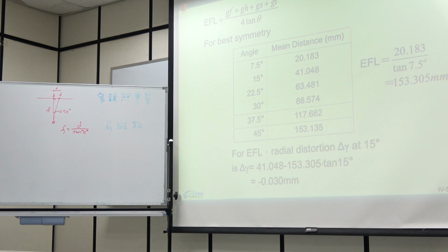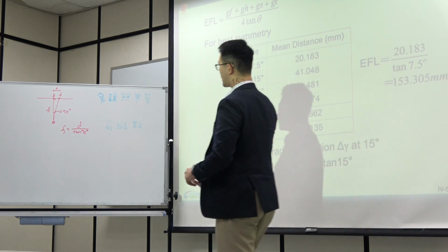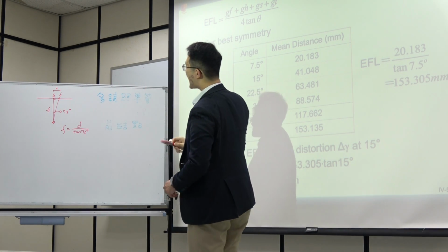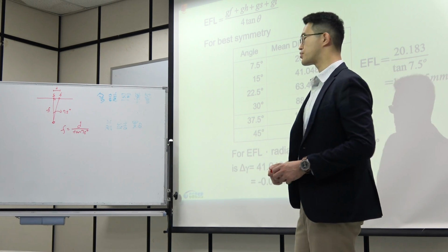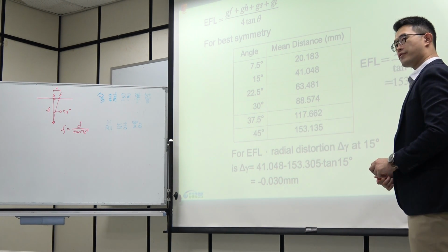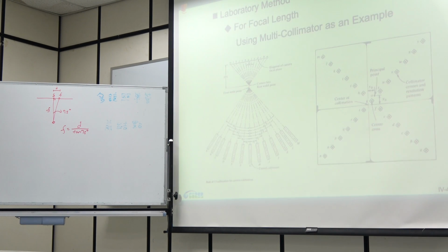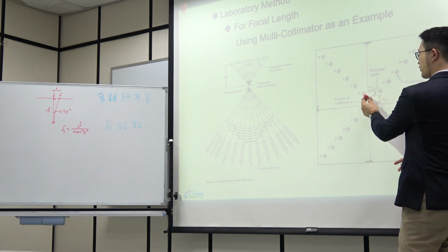Okay, so let's move on. In this case, you can have the equivalent of focal length, and with that you can estimate the supposed distance from the center collimator to any other collimator. Again, right now you have the focal length.